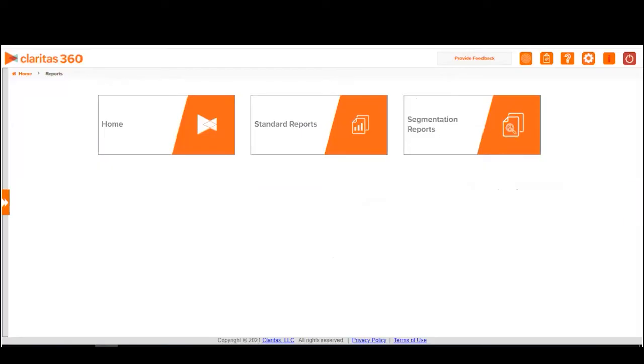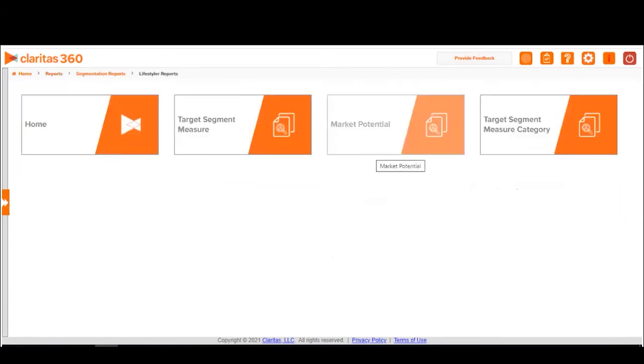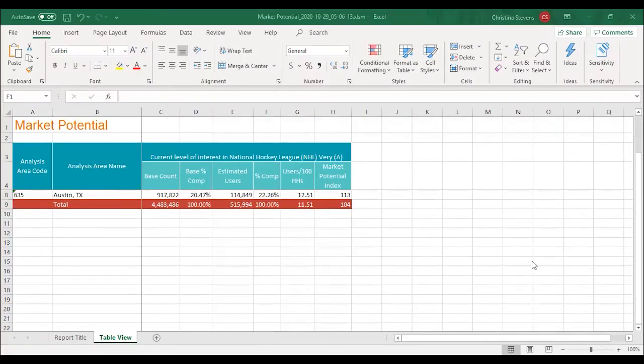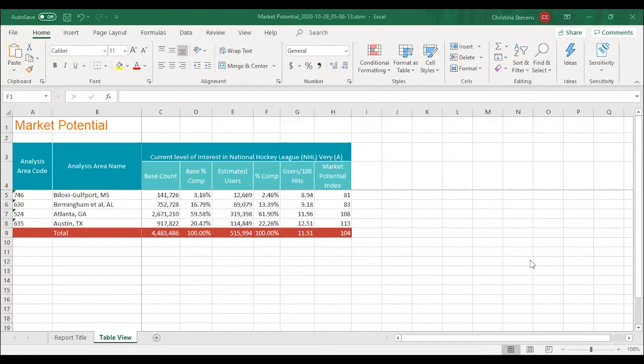While the segmentation reports allow you to understand the behaviors, what Claritas refers to as profiles, of the people and households in your market. Market potential is the most commonly used segmentation report as it shows how strong your behavior is in your selected market. Again, this can be helpful for market comparison and competitive research. If you're trying to get a sense of which of your markets has the most hockey fans in it, this will allow you to compare the hockey behavior across the markets of interest.